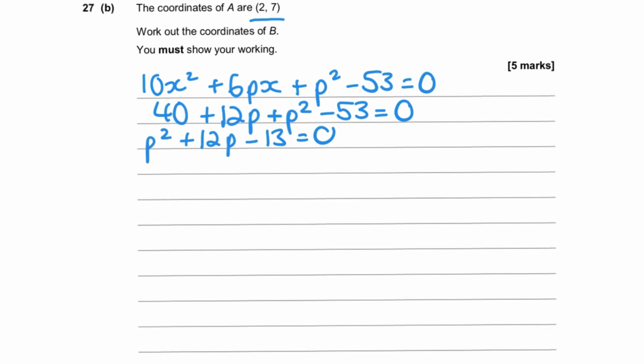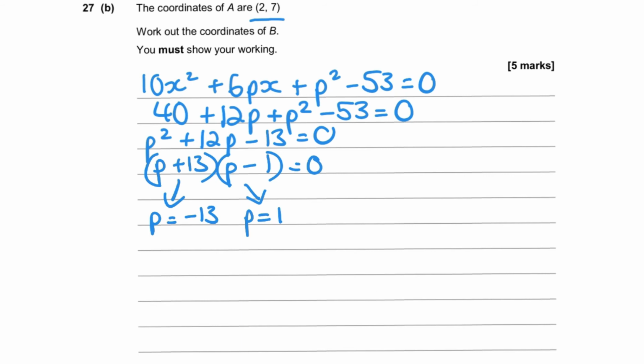To factorise this, we need two numbers that multiply to make minus 13 and add together to make 12. So in our brackets, we've got p plus 13, p minus 1 is equal to 0. If this bracket is equal to 0, p is equal to minus 13. If this bracket is equal to 0, p is equal to 1. Now, if you remember, part A of the question said that p was a positive integer. So from these two values, we know that p equals 1 is the one we're looking for.